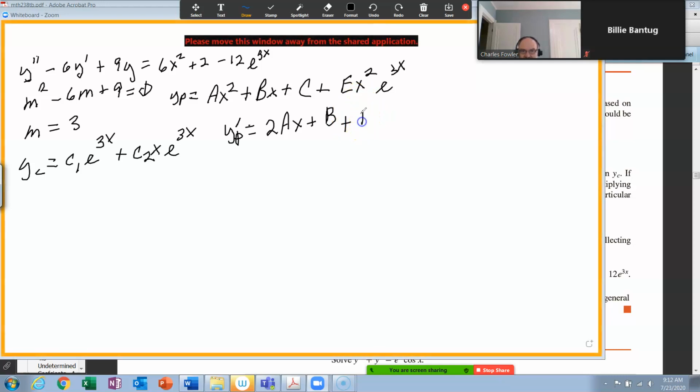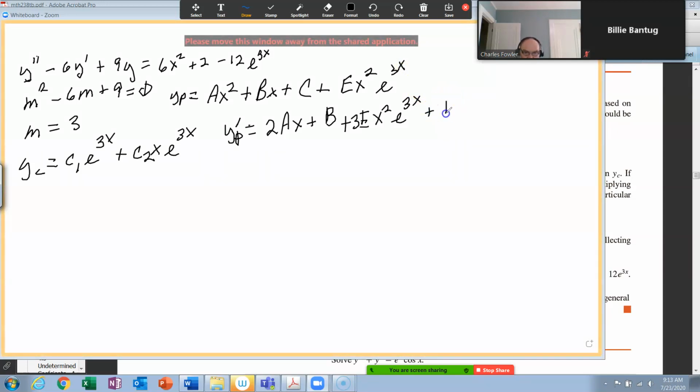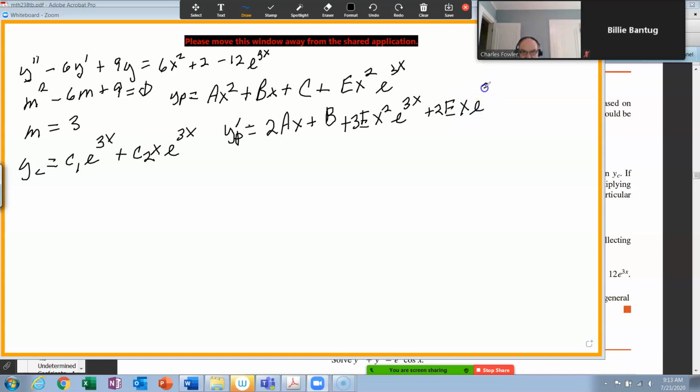So it's going to be e. And then usually we do first times derivative of the second. Derivative of the second is going to give you a 3 in front of that e, 3x squared, the first is x squared, and then e to the 3x. That 3 came from the chain rule here. But then the second part of your product rule is going to be your e times the derivative of the first, which is going to be a 2x. So you'll need a 2 there, an x there, and then an e to the 3x. So there's your first derivative of the particular solution.